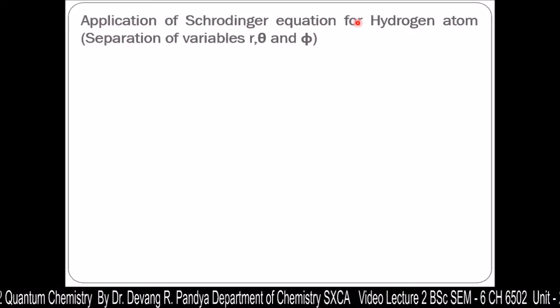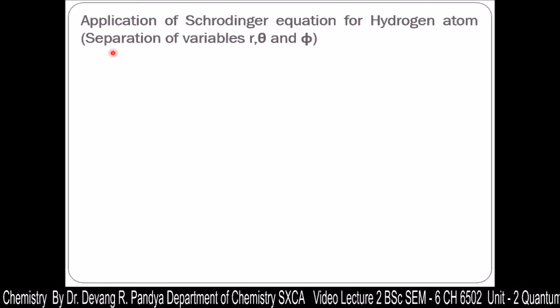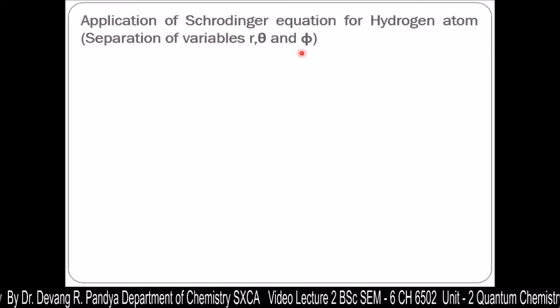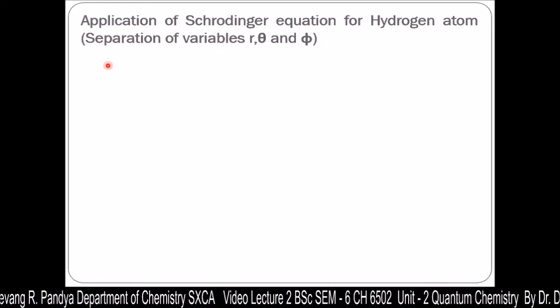Now, application of the Schrodinger equation for the hydrogen atom, and we have to separate or isolate the r, theta and phi variables from that equation.